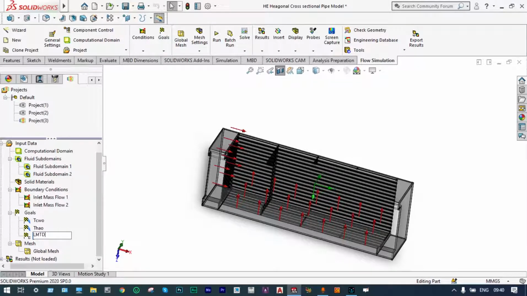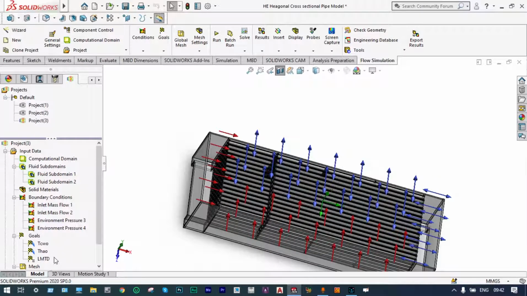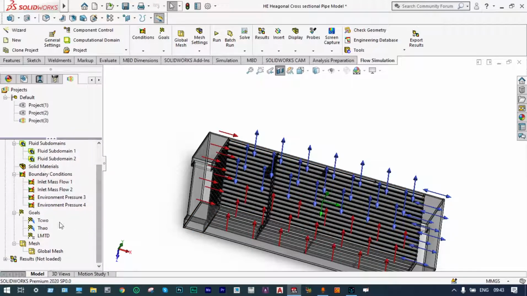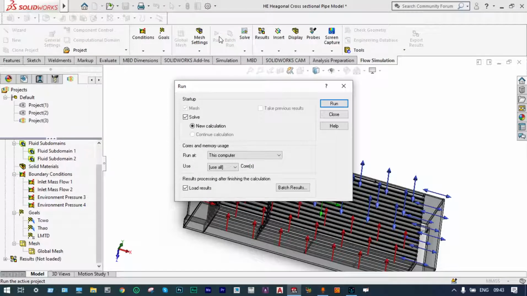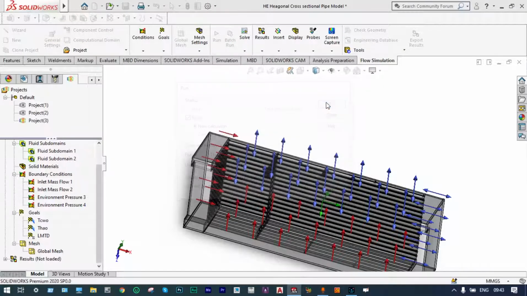Done. We have the goals as temperature at the cold water outlet at this location, and here temperature at hot air outlet. And by using these two different parameters or two different goals, we already defined LMTD, that means logarithmic mean temperature difference, to find out the effectiveness of these cross flow heat exchangers. So let us run this one as new calculations.